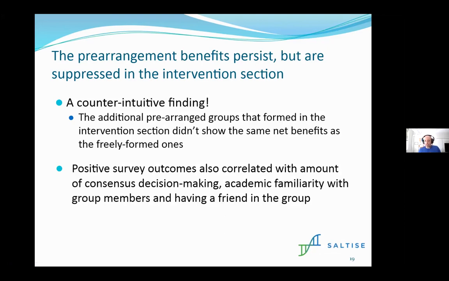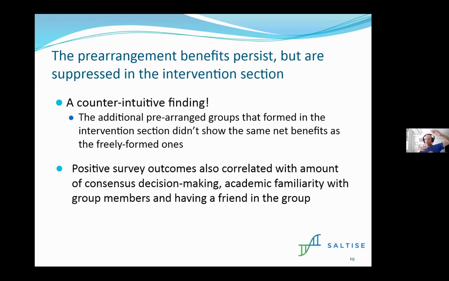So we looked at the surveys again, and I have some really nasty graphs that we won't go through, but I'll just summarize the findings. The finding is maybe a little bit counterintuitive. What we found is that the additional prearranged groups that formed, right? So there's a baseline of the number of groups that would form as prearranged groups if you just say, hey, work with whoever you want. And we're seeing that's maybe about 35% of the students will completely form those groups.